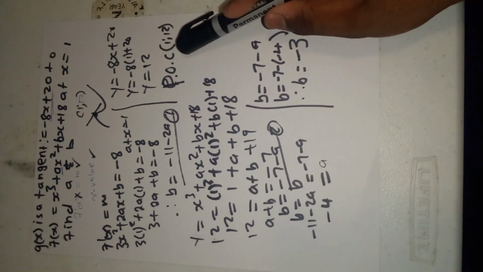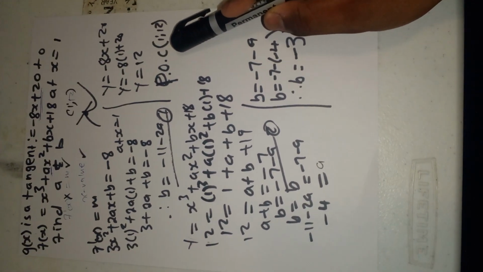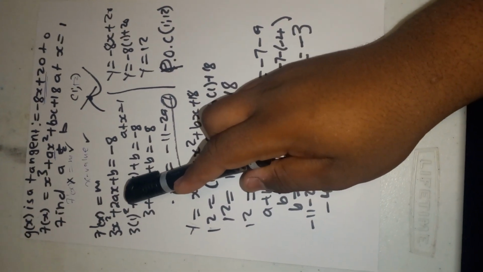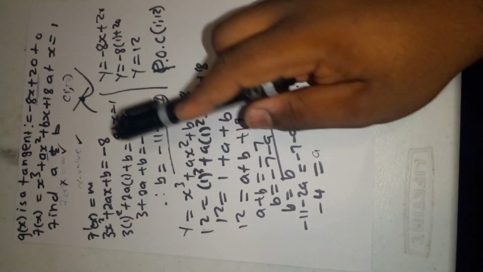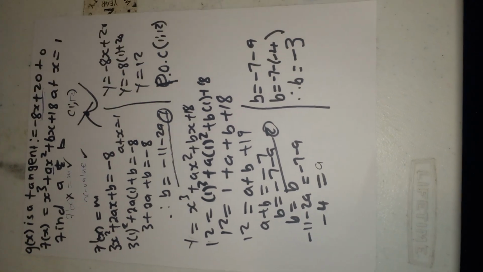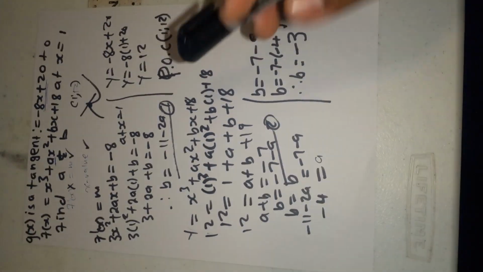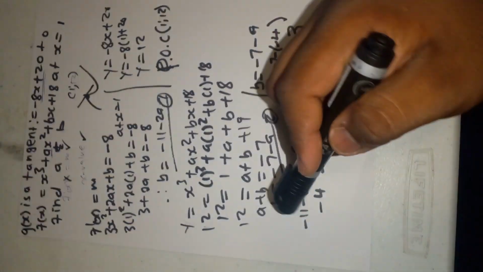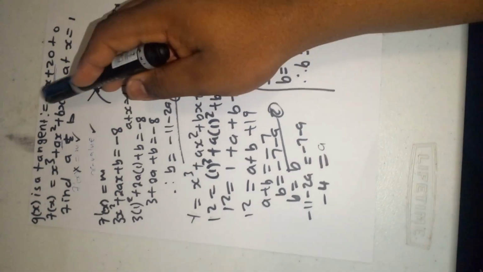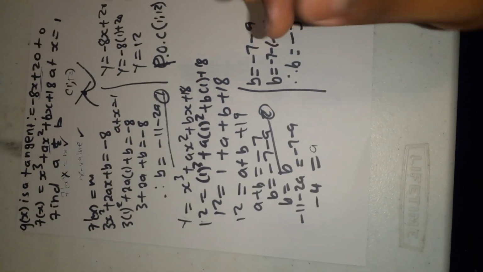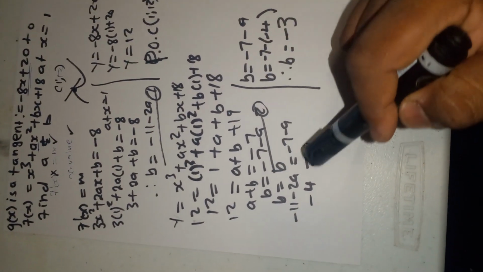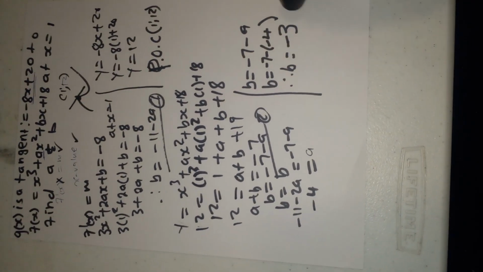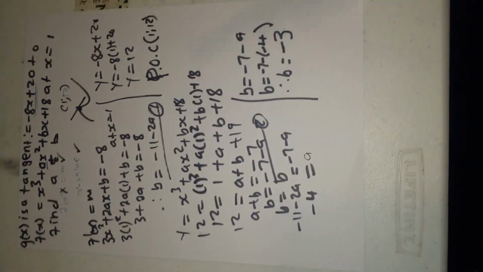After that, I found the coordinates at the point of contact. Then I did my first derivative, f'(x) equals m, substituted 1 where there is x, and did the first equation there, okay? And then made b the subject. And then on the second thing, I used the original equation, which is f(x), and substituted both x and y, which is 1 and 12. And then I got my a is negative 4, b is negative 3. That is how it was, guys, okay?